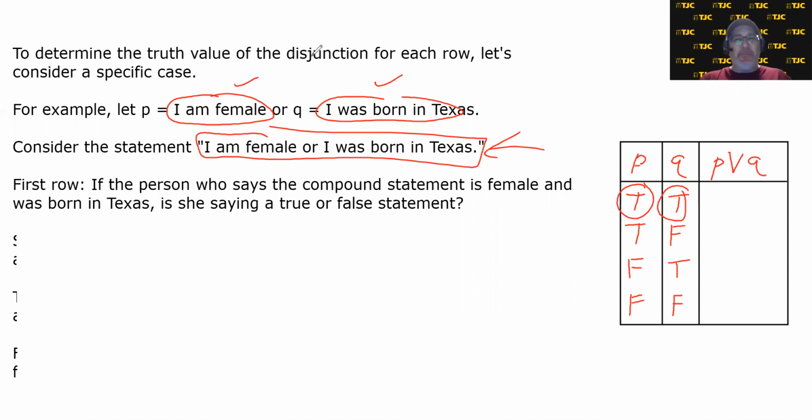Now, this is where some people will freeze because they're thinking, well, she's female and she was born in Texas, but she said or. I am female or I was born in Texas. Is that a true statement? It boils down to whether or not the or is an inclusive or exclusive or.